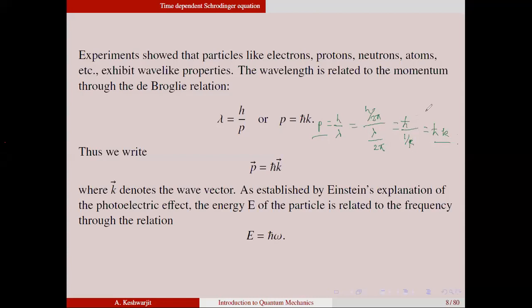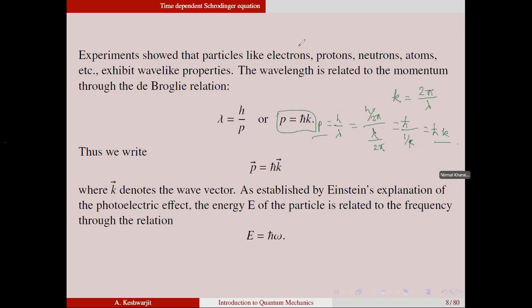And what is k? k is twice pi by lambda. Therefore, lambda by twice pi is nothing but 1 by k. So p equal to h by lambda. If you divide both numerator and denominator by twice pi, then in the numerator you get h bar, in the denominator you get 1 by k. Then you bring k to the numerator, and we have h bar k. So this is how we obtain this relation, p equal to h bar k.